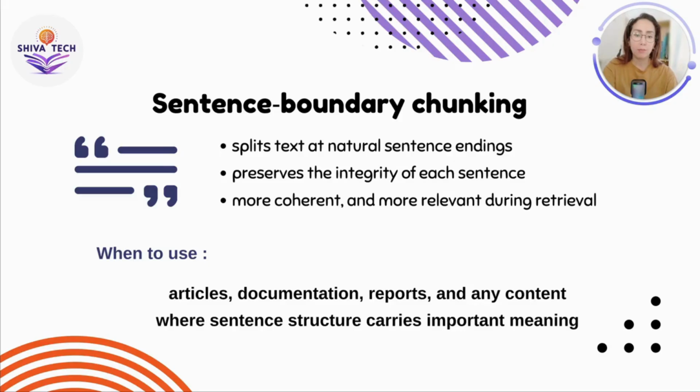The second one is sentence boundary chunking. As the name clearly says, we split the text on natural sentence endings. You can use NLP tools or punctuation detection to find the sentences in your text, list them, and then put them into different chunks based on the context window of your LLM model, and go with the embedding. As the sentences are captured whole, we have the integrity of each sentence, and it would be more coherent and more relevant when you are retrieving in comparison to the fixed one.